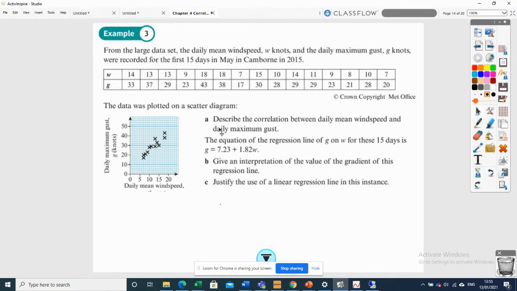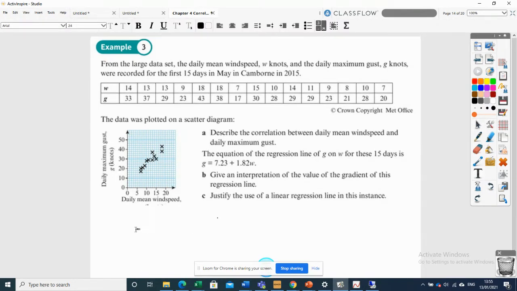So part A says describe the correlation between the daily mean wind speed and the daily maximum gust. So all we need to do in part A is describe the correlation, and you can see just by plotting that data, you can see what the correlation is. It's a positive correlation. It's kind of medium strong, so let's call it a strong positive correlation.